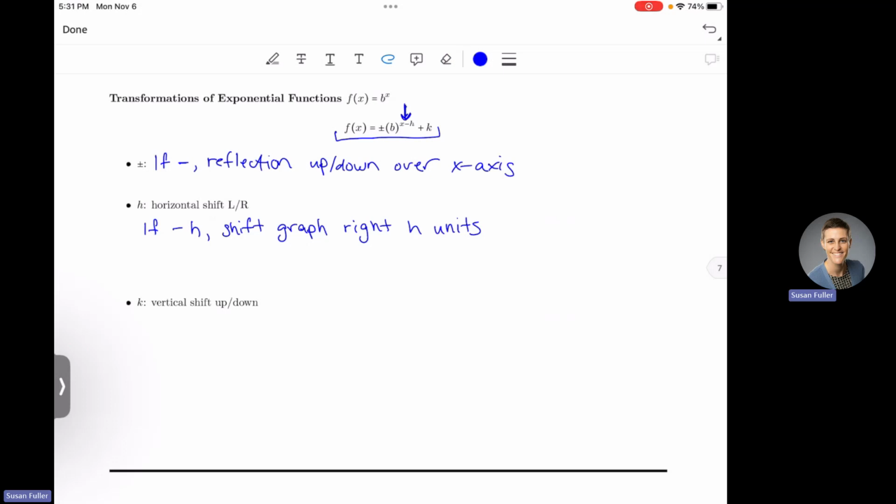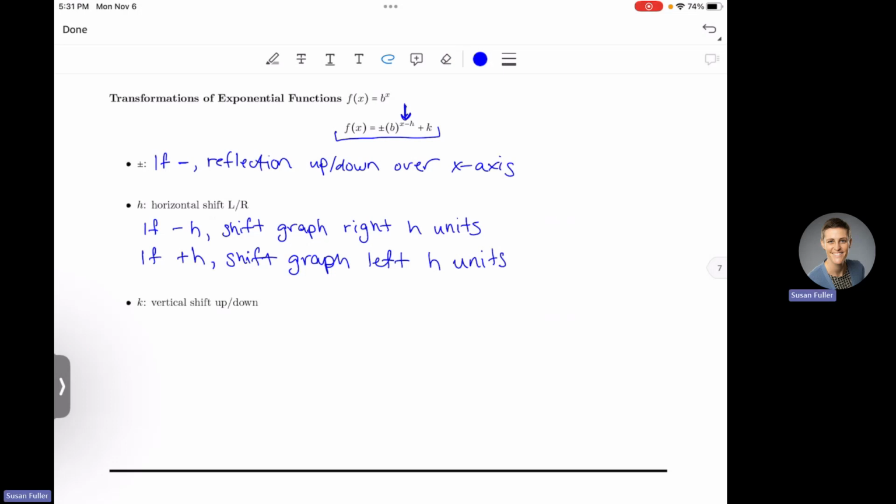And again, this should be consistent with what we did before. If we add a number h inside with x, then that is going to shift our graph to the left by h units. Again, it does the opposite of what you think it will, and it is inside, so it's going to be a horizontal change.